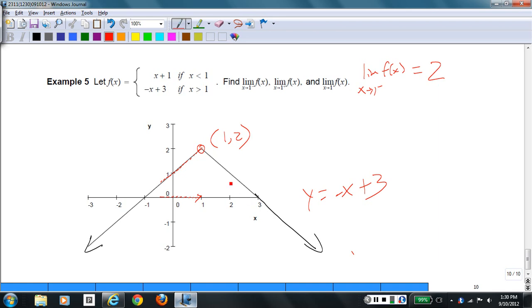As x approaches 1 from the right, points on the graph are approaching the point (1, 2). So the limit of f of x as x approaches 1 from the right is also equal to 2. So both one-sided limits exist, and they agree.